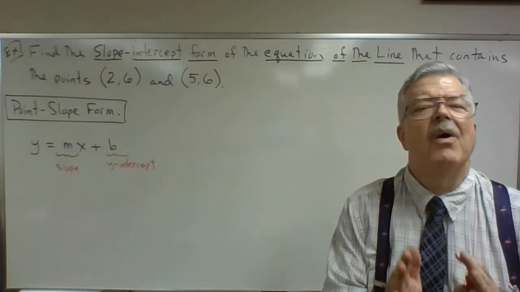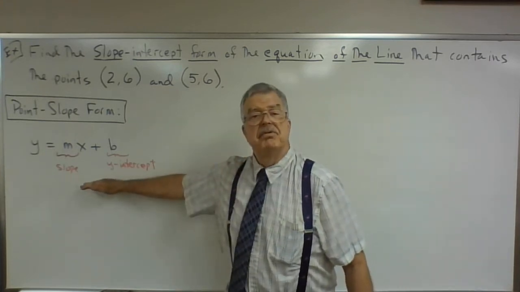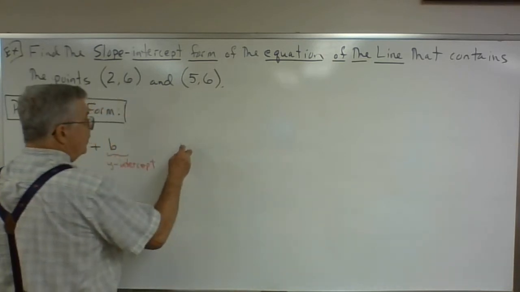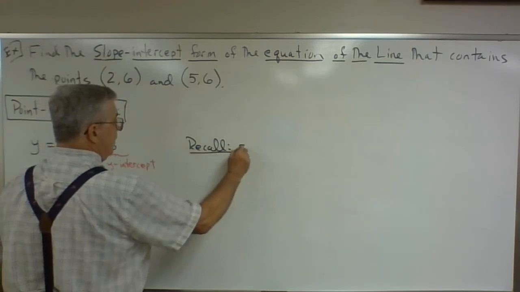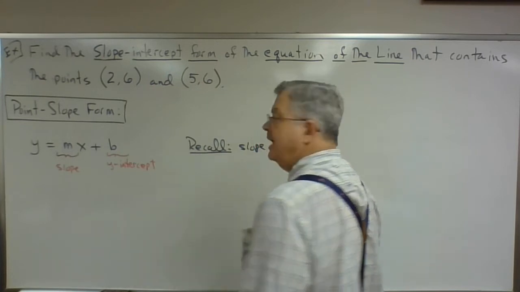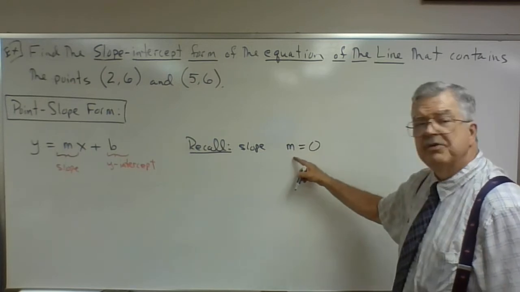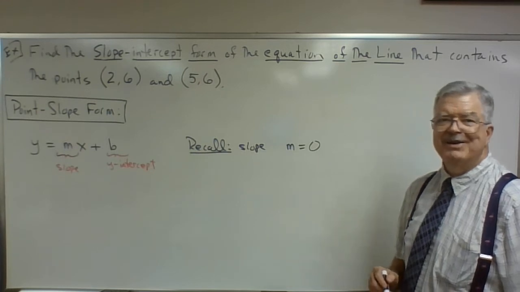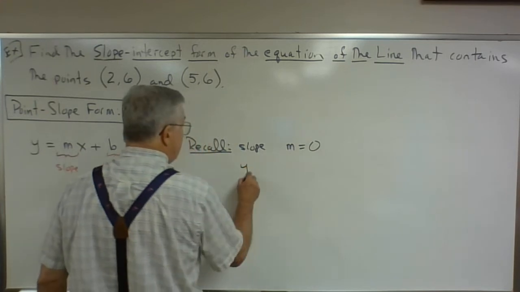Now let's take all of the information that we've gleaned from this example and plug it in here. Let's see, what did we find out? The slope, m equals 0. For this line, the slope was 0. Remember that? And what about the y-intercept? What was the y-intercept? 6? Yeah.